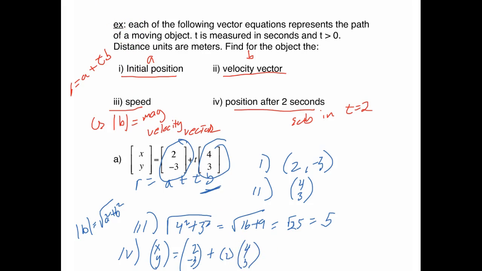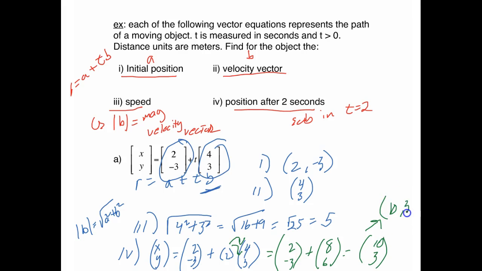And the way you simplify that, it's very simple. You just distribute and add. So we're going to get our 2 right here, t equals 2. Distribute into both of these. So we're going to get 2, negative 3, plus 8 and 6. Add them up, and you get 10 and 3. So after 2 seconds, it's at the point 10, 3. That's how easy that one is.